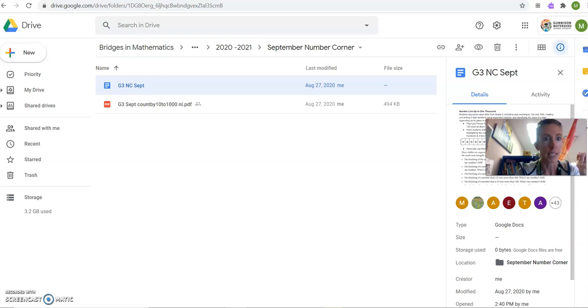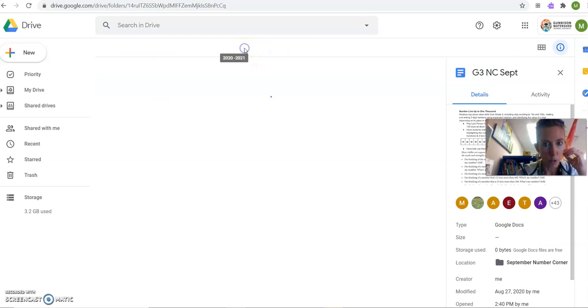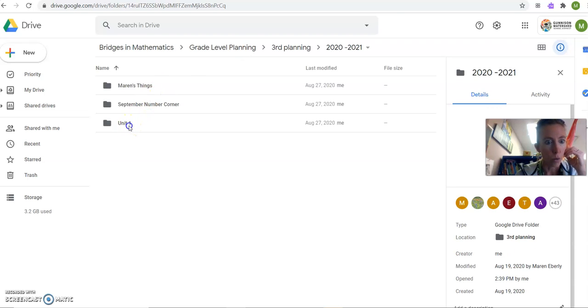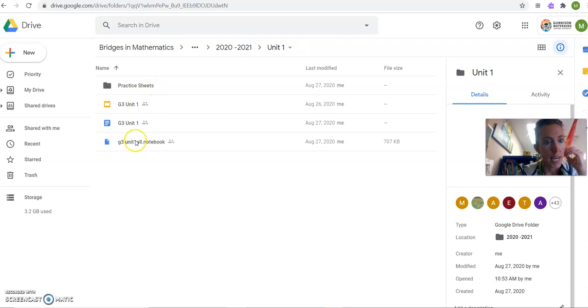Then, if I X out of there, if I go back to 2020-2021, I'd hit Unit 1. And now in here, I have the Google slide deck for you and the notes of my thoughts of how you could run through Unit 1 with Grade 3. And then this right here is the SmartBoard file that has all of Unit 1 in it, if you would like to use that at all.